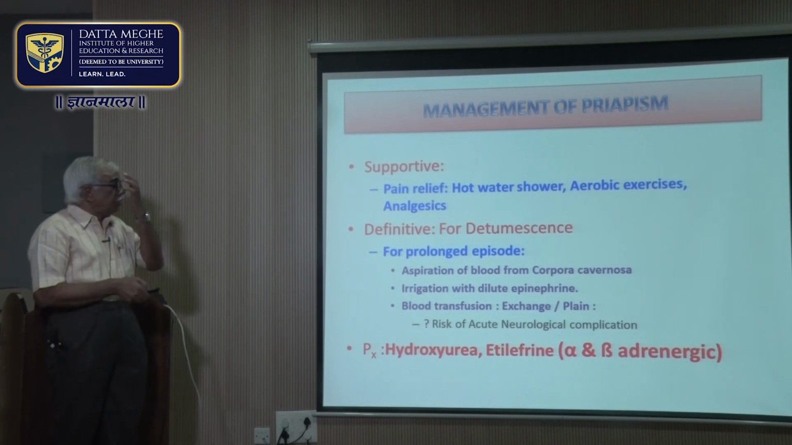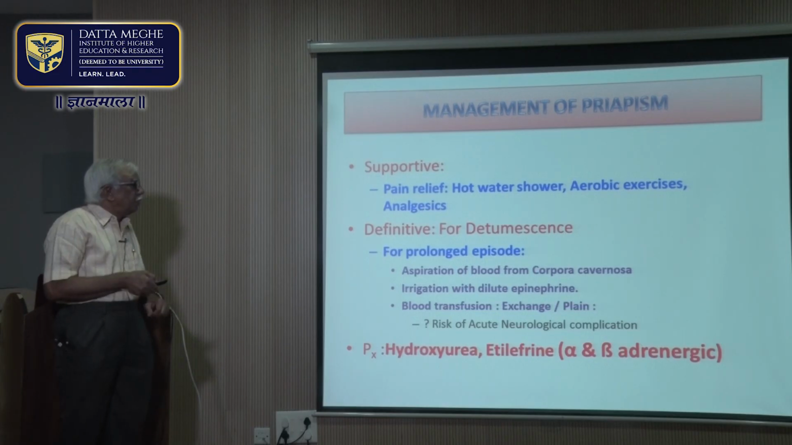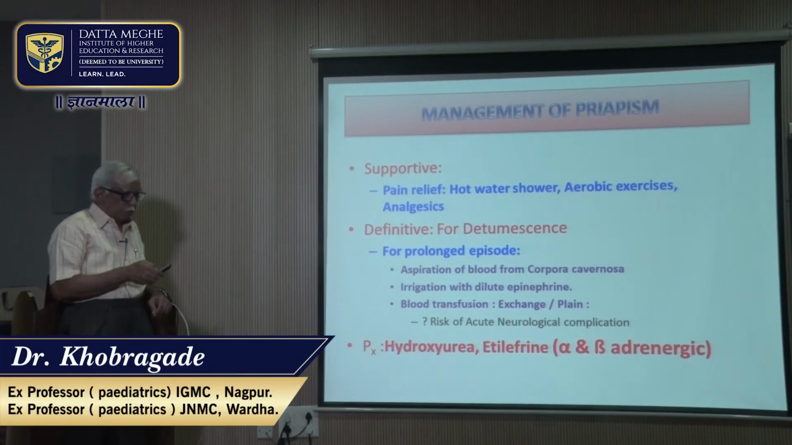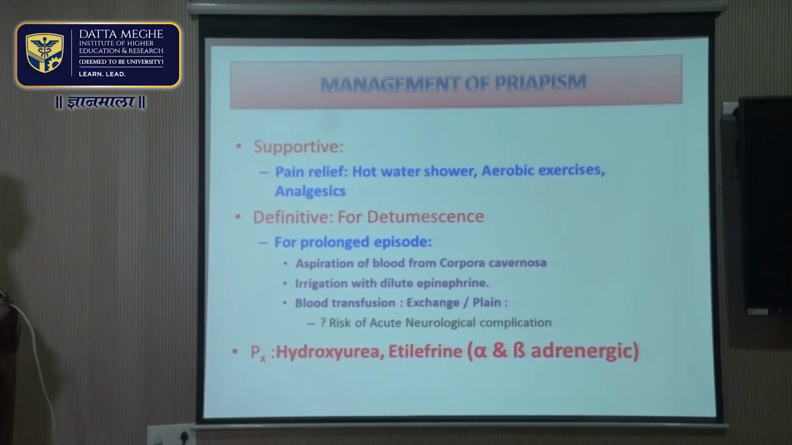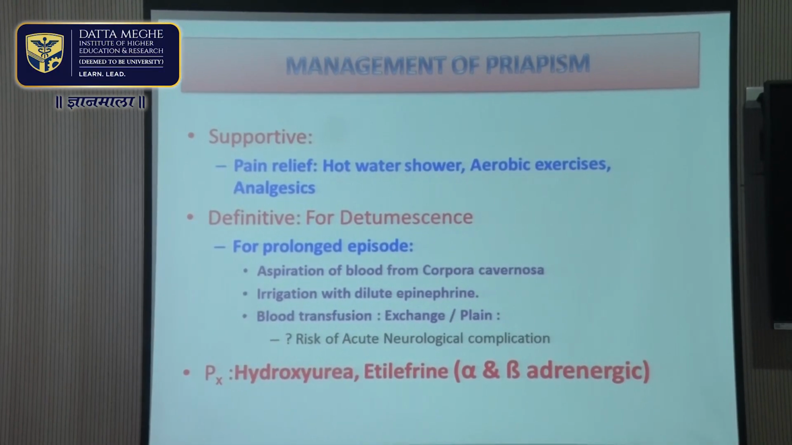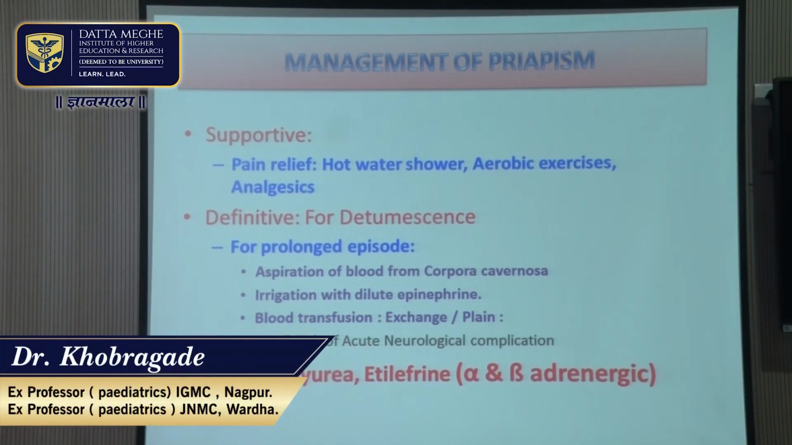Supportive management is pain relief, hot water shower, aerobic exercises, analgesics. Definitive management is for detumescence, and that is for prolonged episodes. Aspiration of the blood from corpora cavernosa, irrigation with dilute epinephrine, blood transfusion, exchange transfusion sometimes can be useful for relief of pain. Risk of acute neurological complication is there. Hydroxyurea and ethylephrine, these are other drugs which are being tried but with equivocal results.